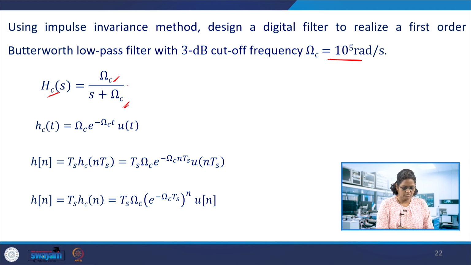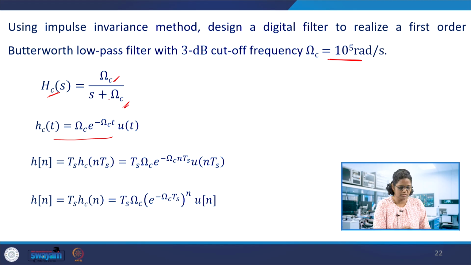What is the procedure in the case of the impulse invariant method? We had listed it in the previous lectures. Take the inverse Laplace transform, that is hc(t) equal to omega c e to the power minus omega c t u(t).